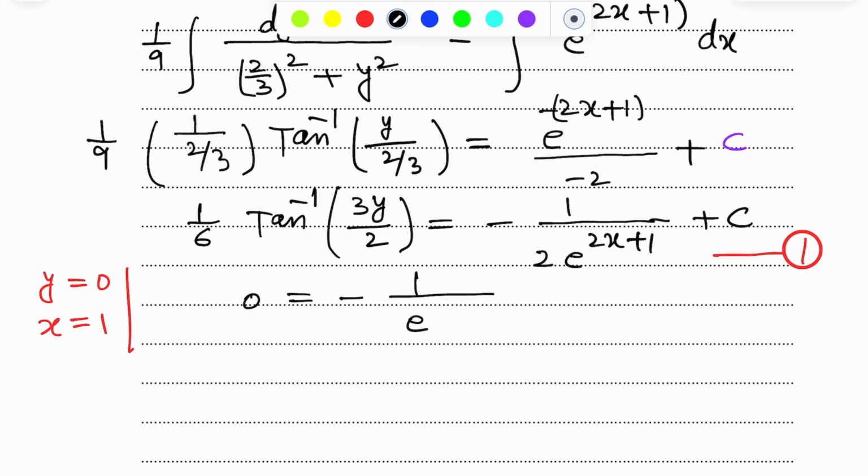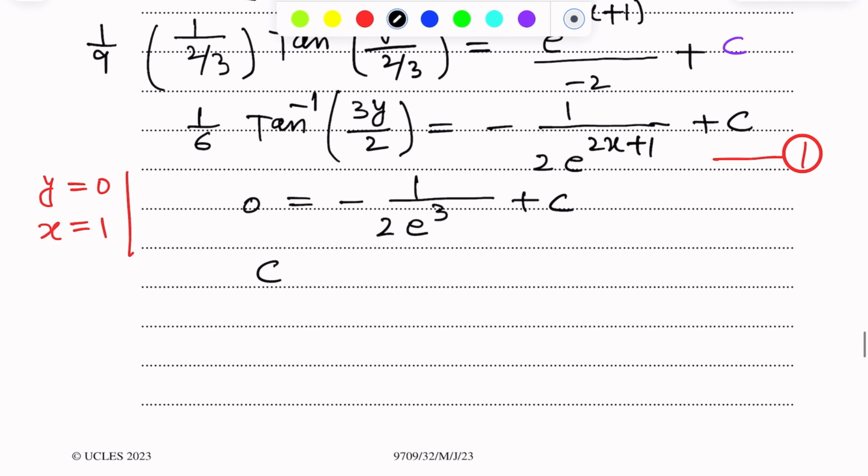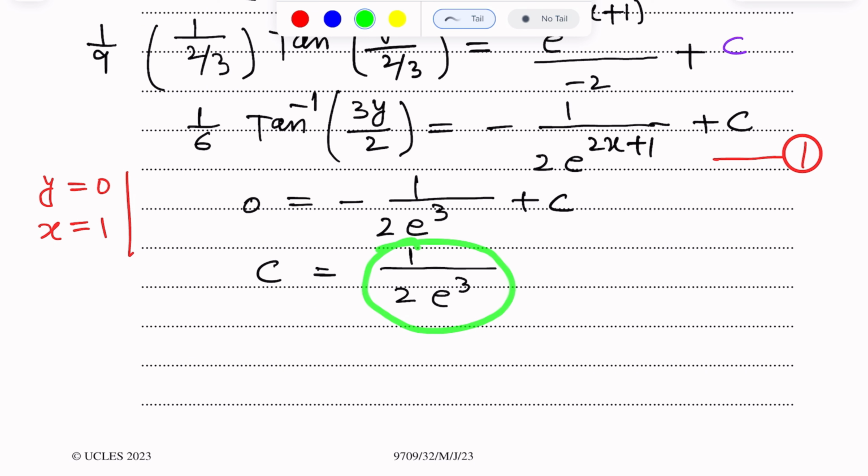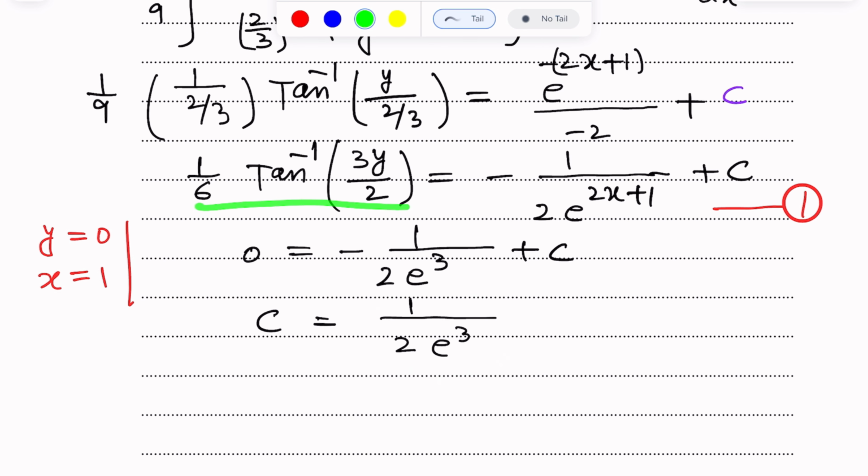Now this becomes minus 1 over 2 e power 3 plus c. From here the value of c will be 1 over 2 e power 3. This is the value of C. Now we will put this value of C in equation number 1.